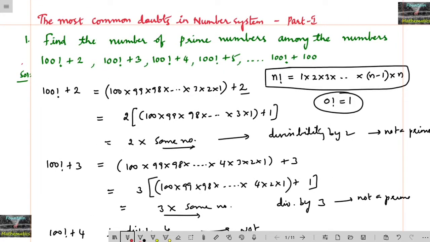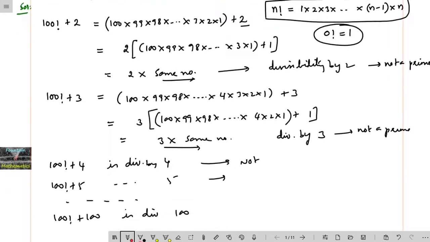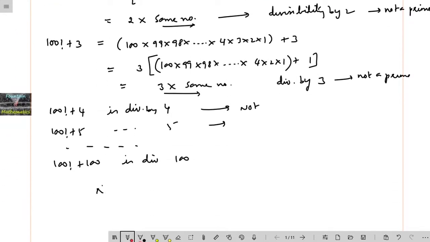So what is the conclusion we can give? The number of prime numbers among these numbers is none of these. No number is prime, so the answer is none. Okay. Next question.